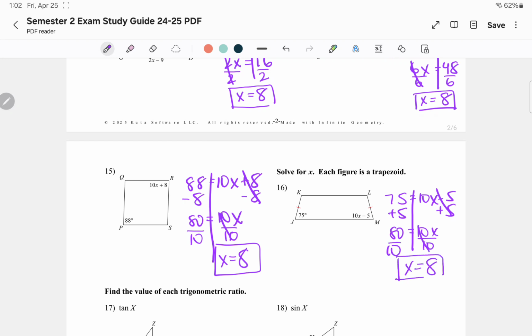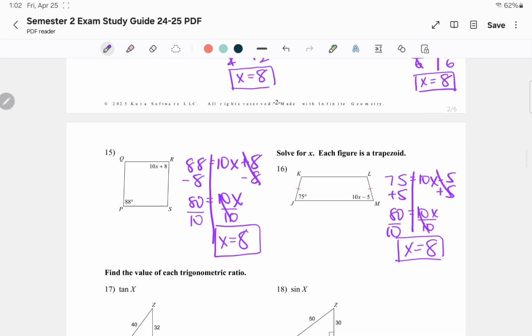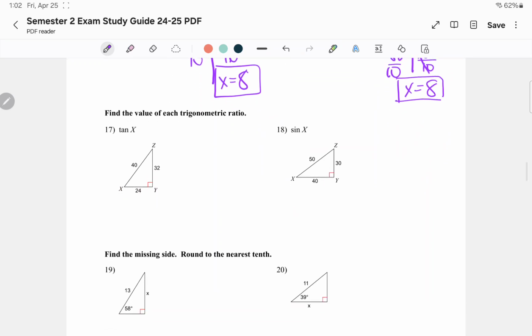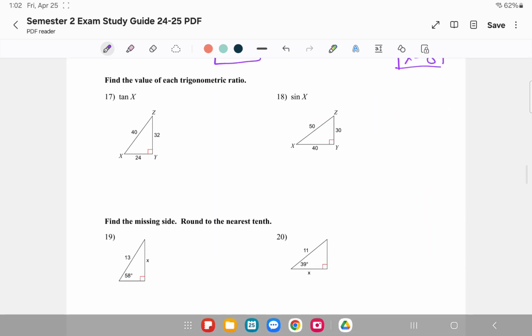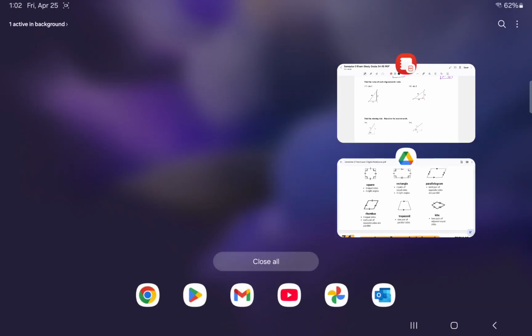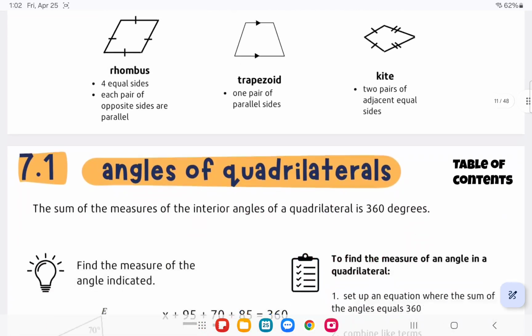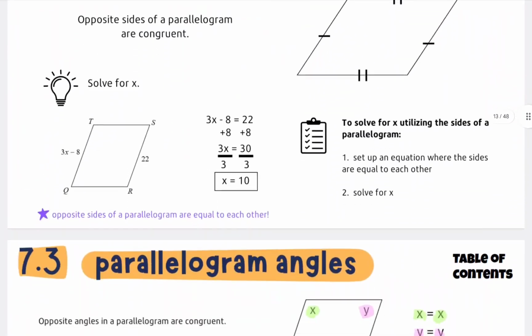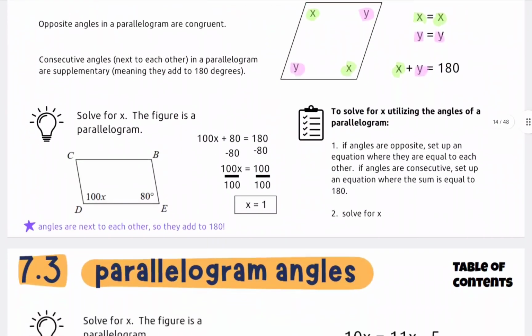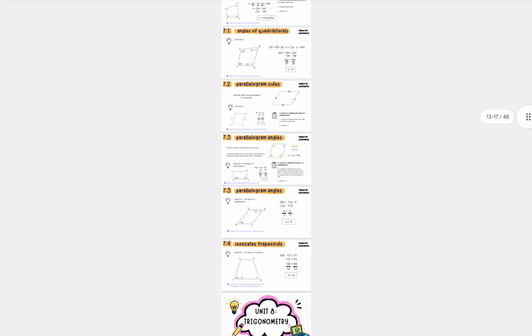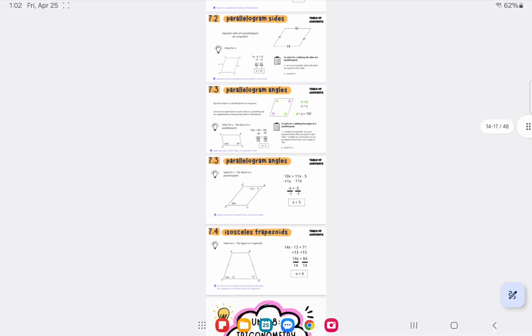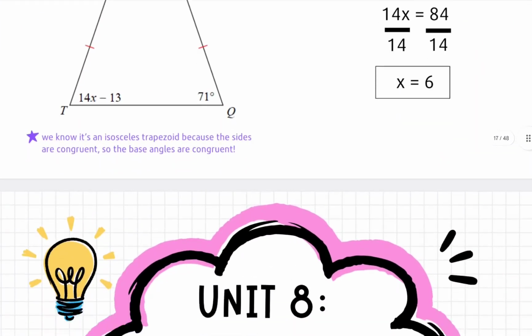All right, so that is our quadrilateral section. Now we're moving on to trig. And again, if you need to look back at the notebook, I want to just scroll there. See, there are all the examples here if you need them to remind you. Don't know what happened, sorry.